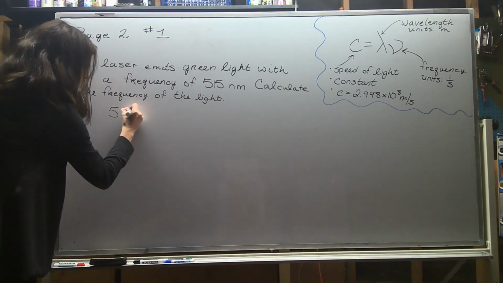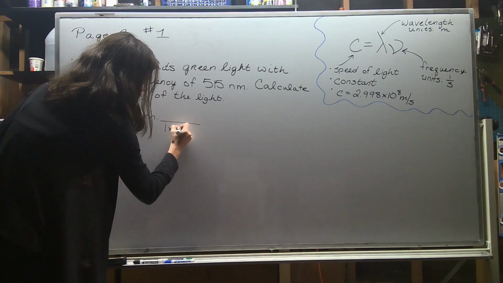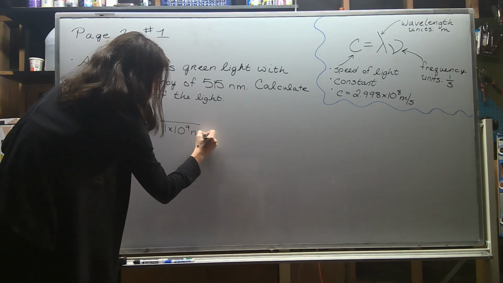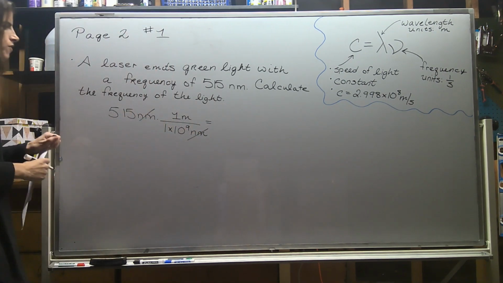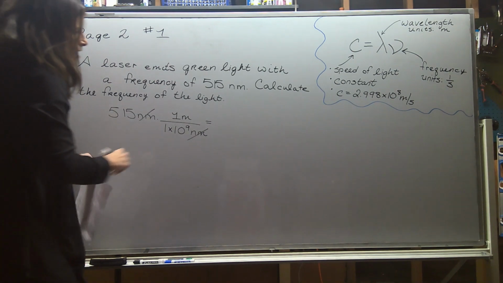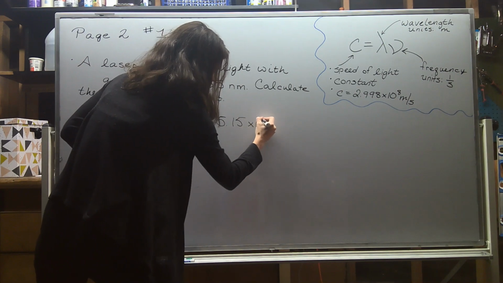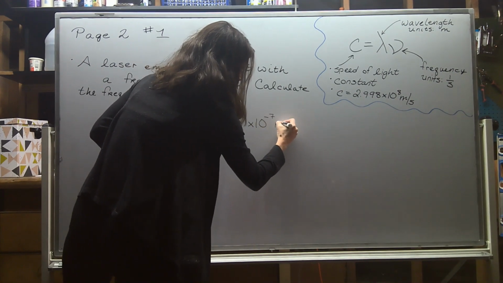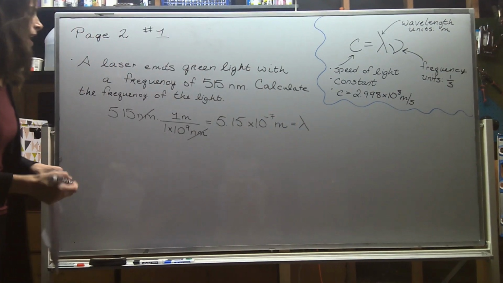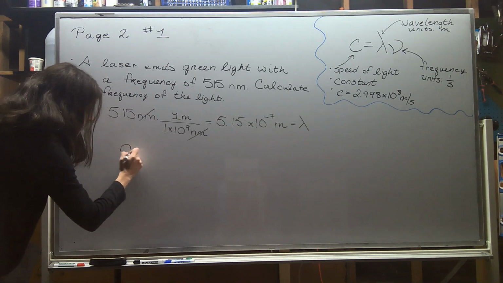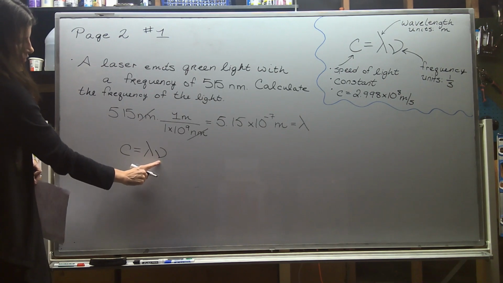So I'll have 515 nanometers, and then there's 1 times 10 to the 9th nanometers in 1 meter. Nanometers will cancel with nanometers, and I get 5.15 times 10 to the negative 7 meters as my wavelength. And so I'm going to rewrite that. And we were asked to solve for frequency.